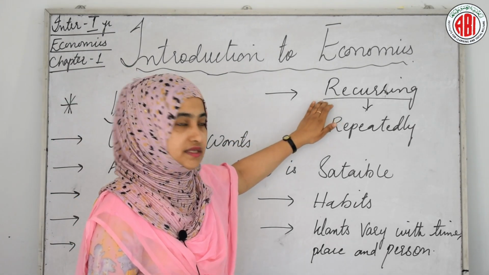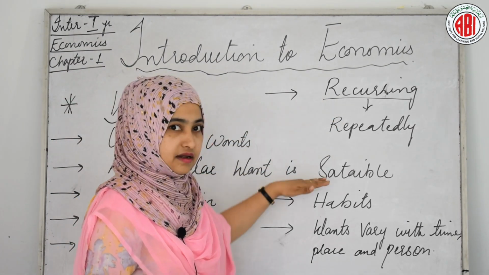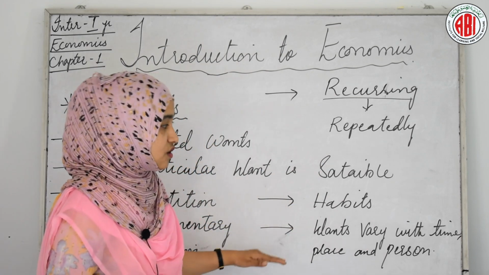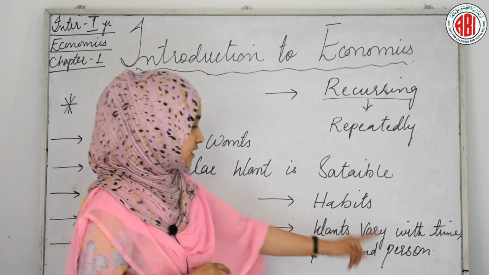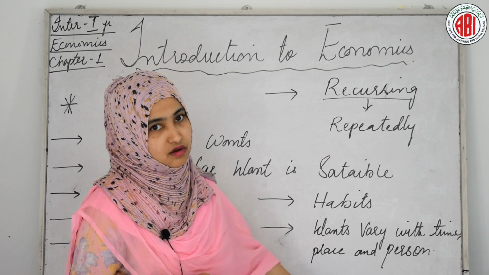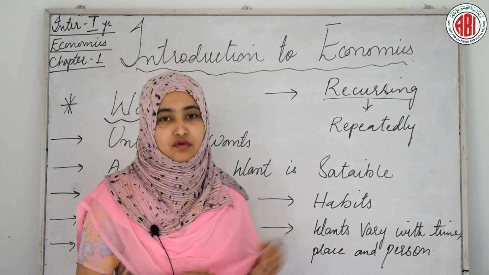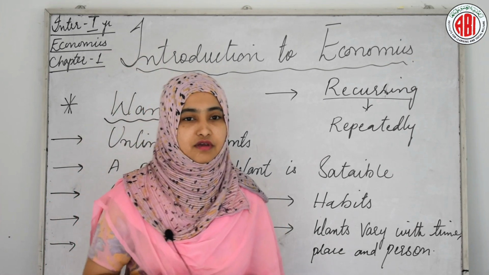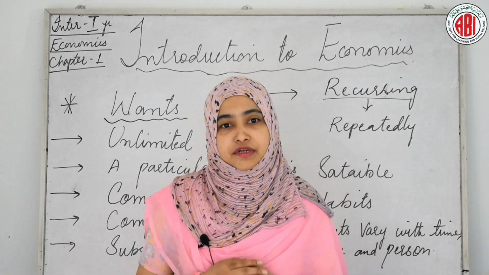Here recurring means repeatedly. Then habits. Then wants vary with time, place and person. Obviously. Now we will discuss all these points in detail. Okay. First, the unlimited wants.